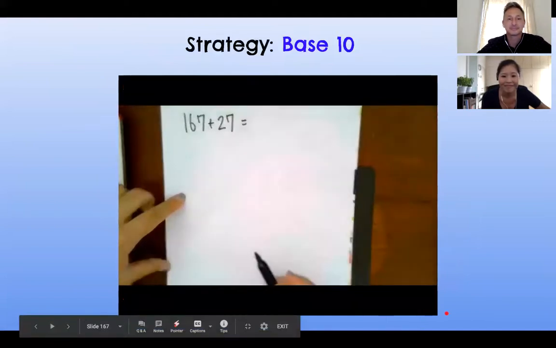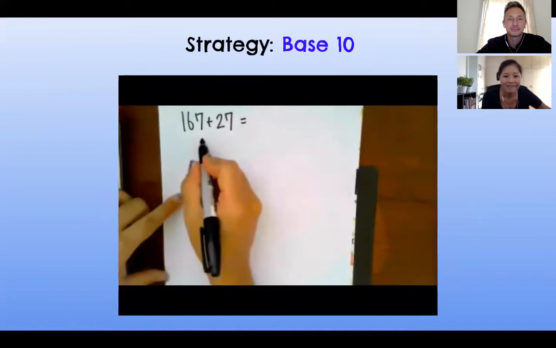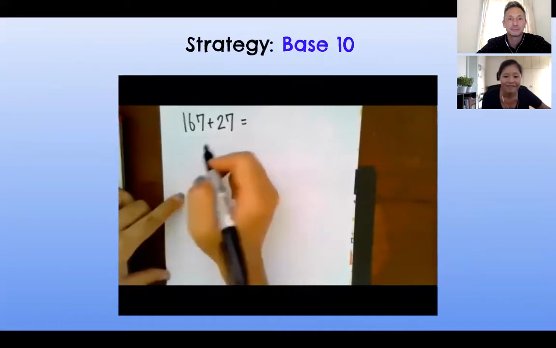Great. Okay, here is our first strategy. I'm going to solve this problem using the base 10 strategy. First, I'm going to build the first number, 167.